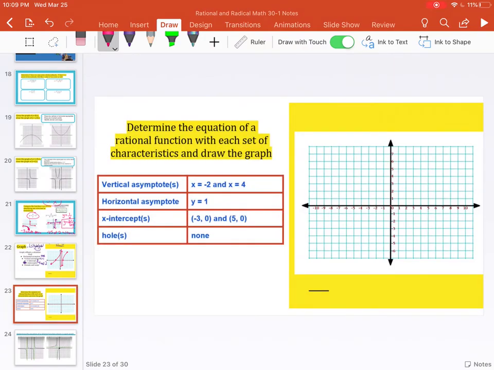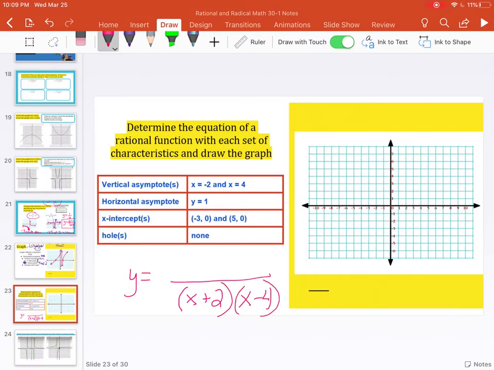Okay. So it says determine the equation of a rational function with each set of characteristics and then draw the graph. So we know we have vertical asymptotes at -2 and +4. So let's start off by writing the factors of those asymptotes on our denominator. So I have x plus 2 and x minus 4.